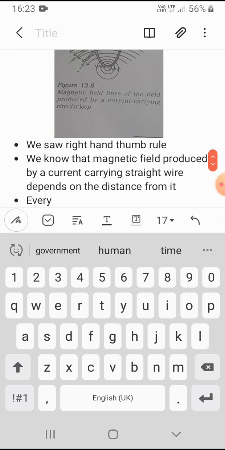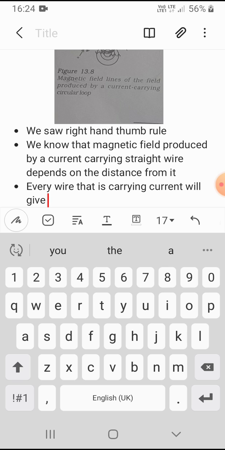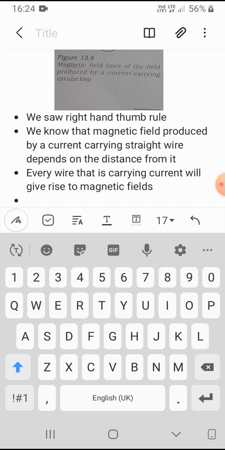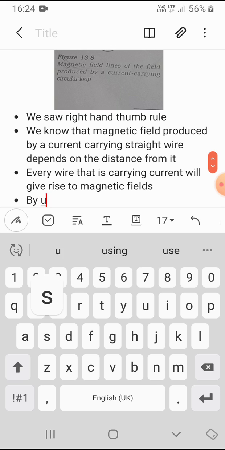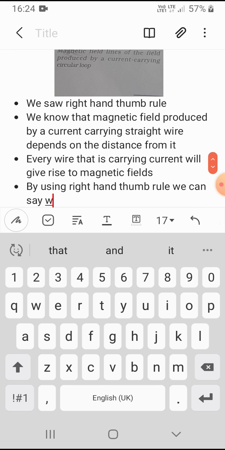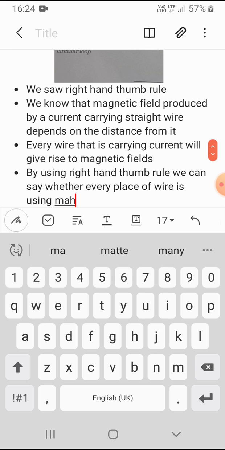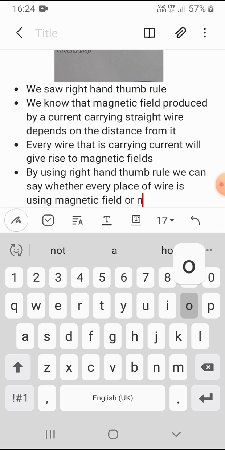And every wire that is carrying current will give rise to a magnetic field. So by using the right hand thumb rule, we can easily say whether every place of the current wire is producing a magnetic field or not.